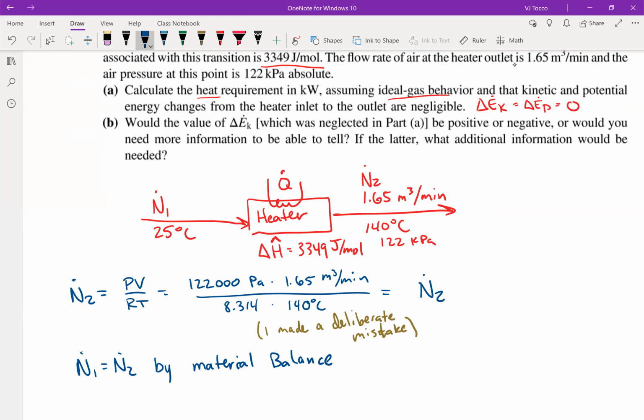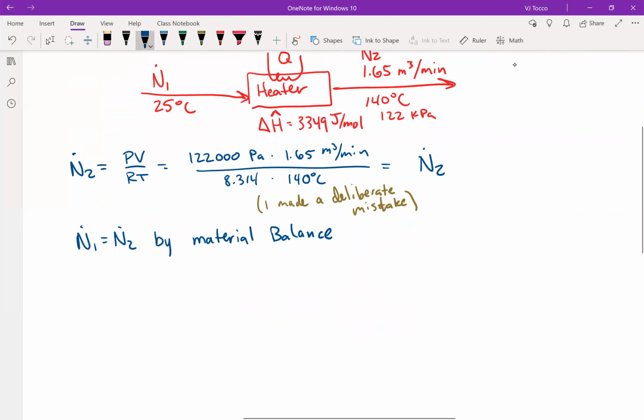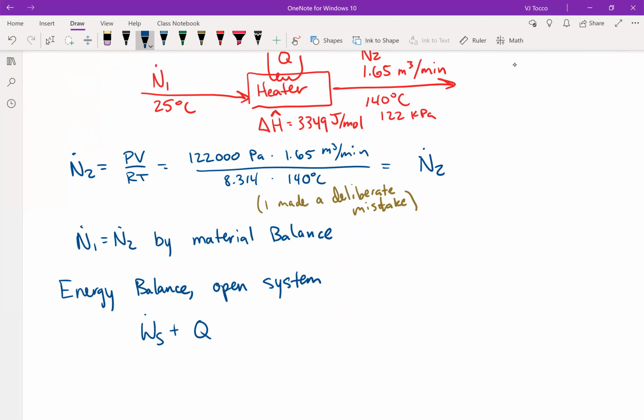And the third step, which is why this is a chapter 7 problem, is to perform an energy balance. And that's why we're here. That's why I chose this specific problem. So I need an energy balance on a closed or open system. I have air flowing in and flowing out, so I need the open system energy balance. So I'm going to take that equation, W shaft plus Q is equal to delta EK plus delta EP plus delta H.